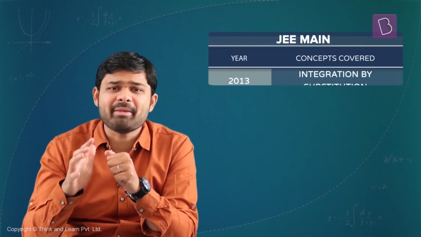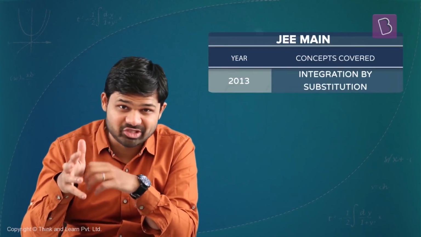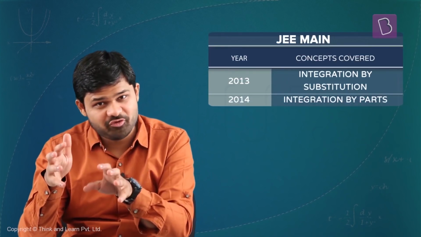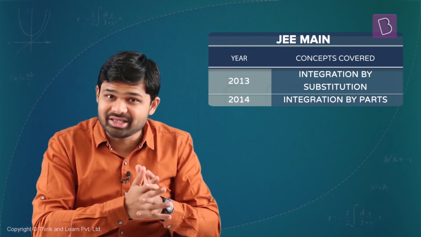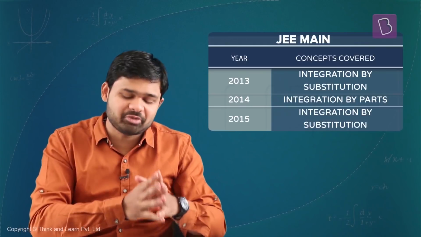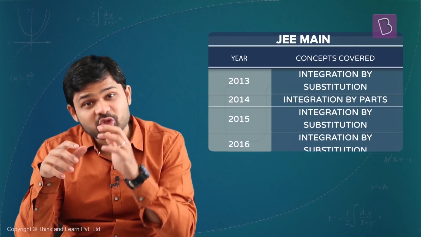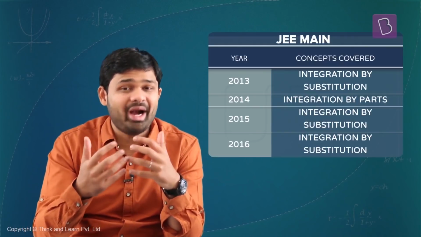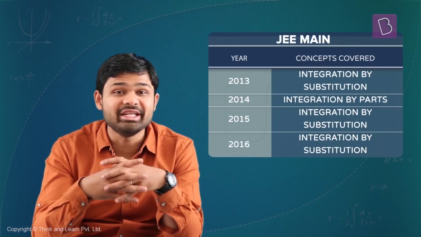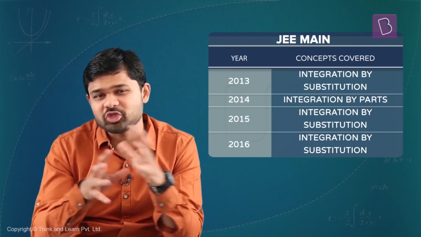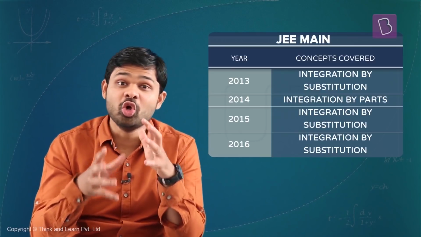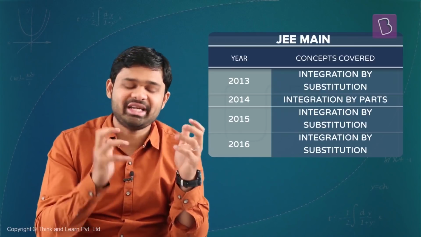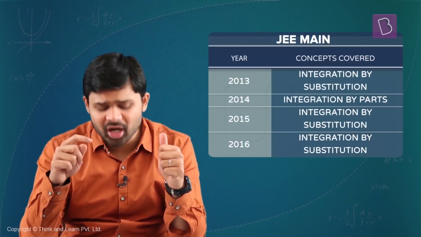If you look at the Main paper, in 2013 the question was based on integration by substitution. In 2014 the question was integration by parts. 2015 was again a substitution type of question. In 2016 it was again a substitution type of question wherein you had under-root terms appearing in the denominator, and the substitution was not a trigonometric substitution. So that was another variety of substitution question.